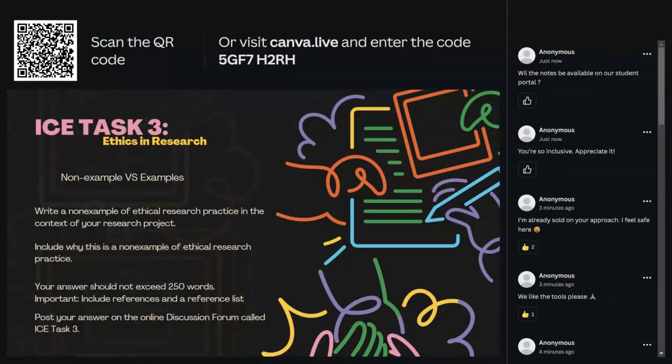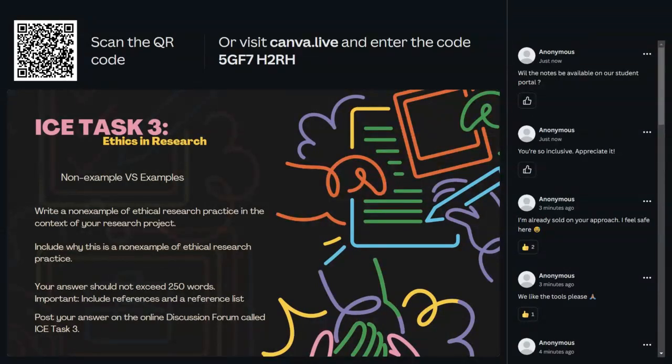So for the end of this discussion, the first 4 parts of task 4 is what we are going to look at. The first part says you have to write a non-example of ethical research practice in the context of your research project. So in that point alone, there are 3 elements that you need to know.